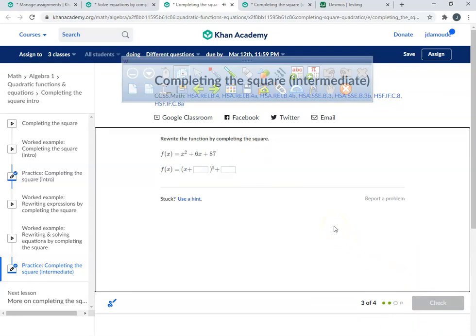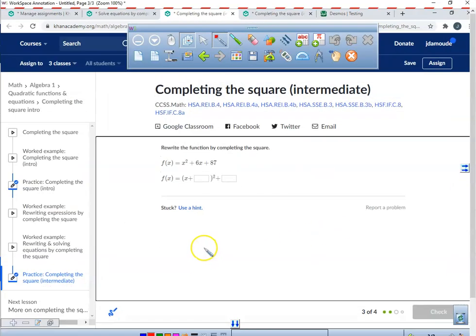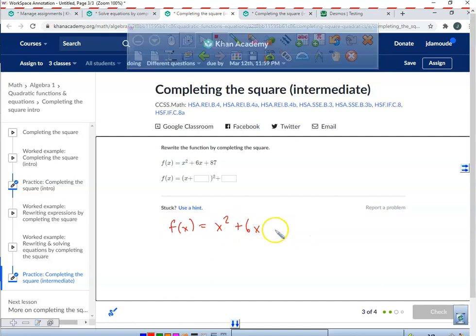Okay, this one I'm going to go over a little bit faster. We'll do one more, and then I'll let you guys go ahead and work on this. So here we go. F of x equals x squared plus 6x plus 87. Just write that down nice and neat. You'll see how fast this one goes in comparison to the other one if you just stay with me here.